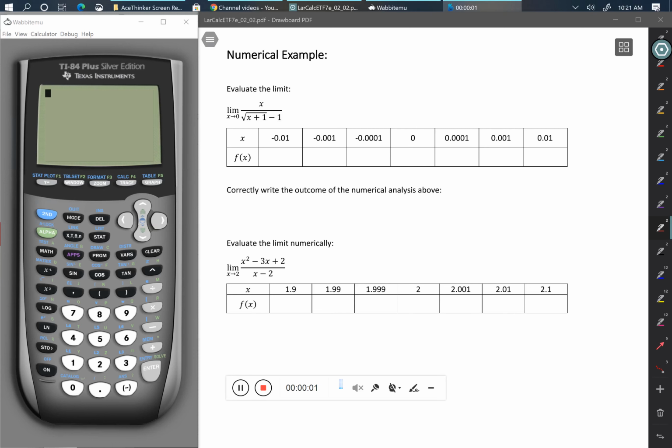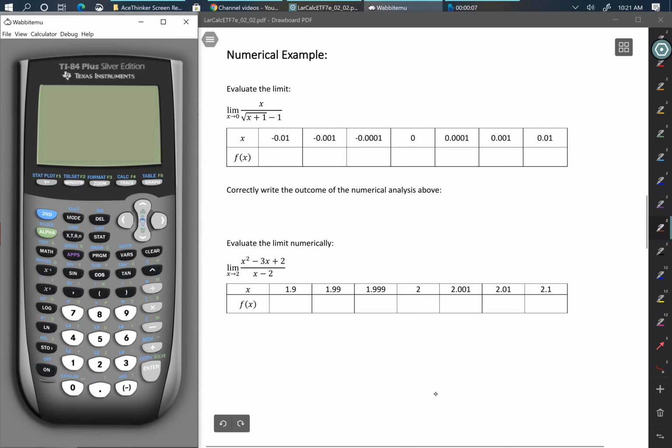All right, so welcome back. This is part 2 of section 2.2. So in this session, we're still taking a look at evaluating limits, but we're going to evaluate limits numerically now. Instead of using a picture, a graph, we're going to take a look at a numeric approach to evaluating that limit.